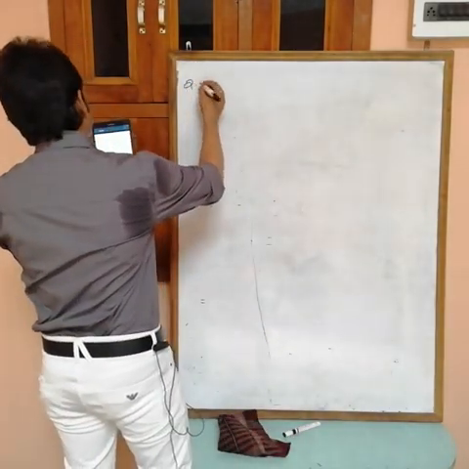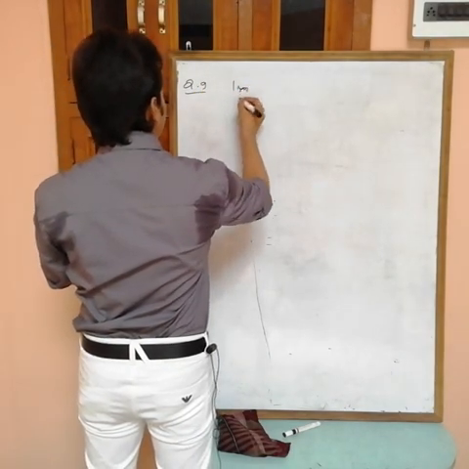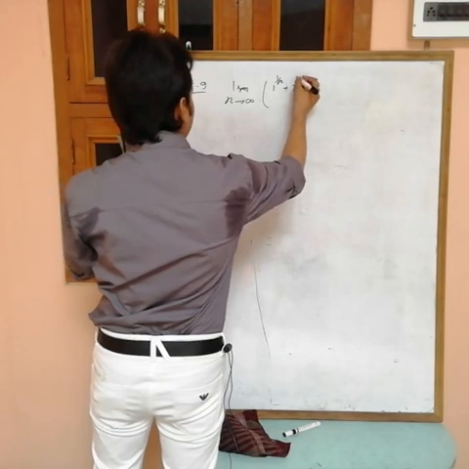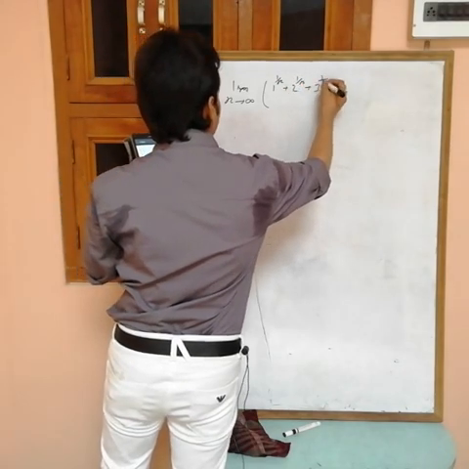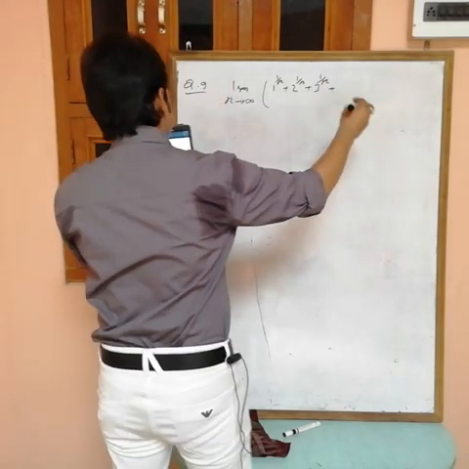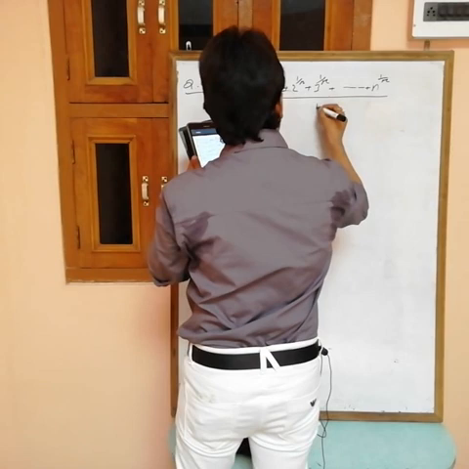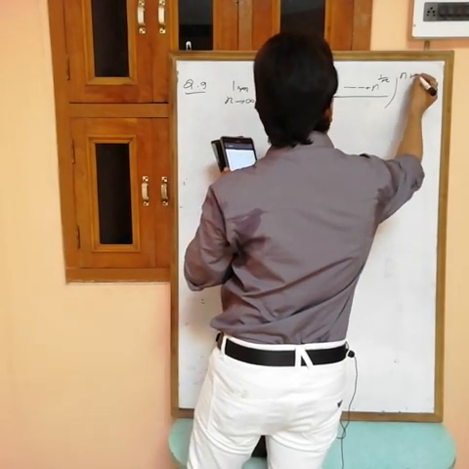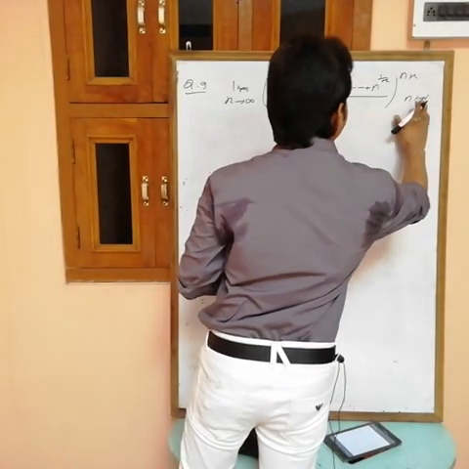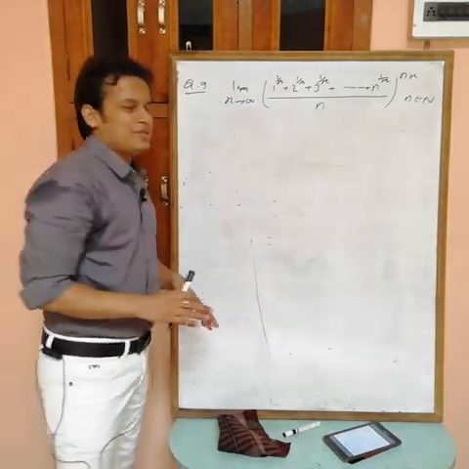Next, question number 9 or 8, I don't know. Limit x tending to infinity of (1^(1/x) + 2^(1/x) + 3^(1/x) + ... + n^(1/x)) divided by n, whole power n, where n belongs to the natural numbers. Okay, n is any natural number. x tending to infinity. Now you answer for this one.